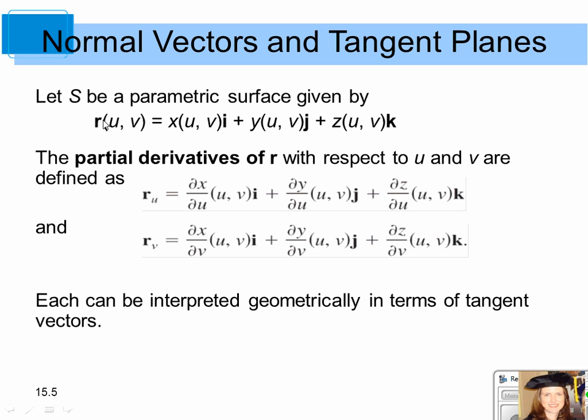To find the partial derivative of r with respect to u, you're going to take the derivative of each of the components, treating u as a variable and v as a constant. When you take the partial derivative of r with respect to v, you're going to take the derivative of each of those components, treating v as the variable and u as a constant. Now, each of these partial derivatives can be interpreted geometrically in terms of tangent vectors.